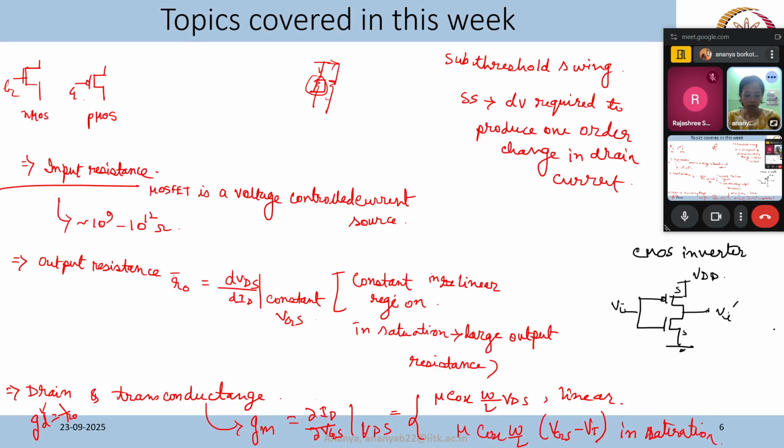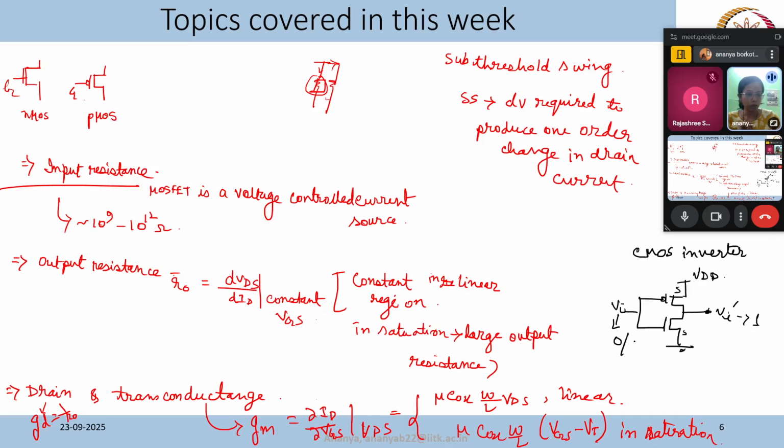Why? Basically, what happens when we apply 0 volt? This NMOS will be off. So now NMOS will be off, this PMOS will be on. So this path is on, so my output will be 1, which is VDD.